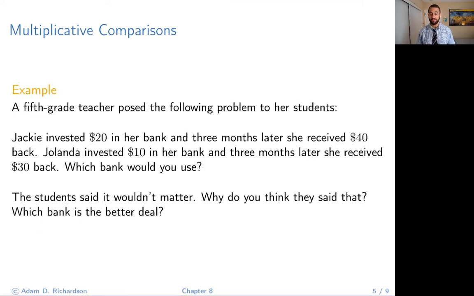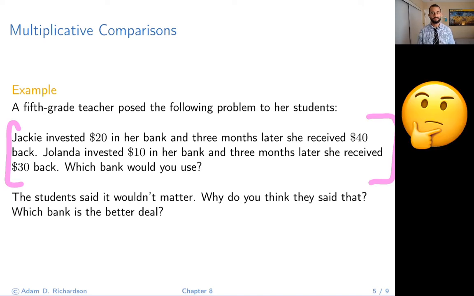Okay, look at this example. A fifth grade teacher posed the following problem to her students. Let's read this one together. Jackie invested $20 in a bank, and 3 months later, she received $40 back. Jolanda invested $10 in her bank, and 3 months later, she received $30 back. Which bank would you use? The students said that it wouldn't matter. Why do you think they said that? Which bank is the better deal? Think about it for a minute.